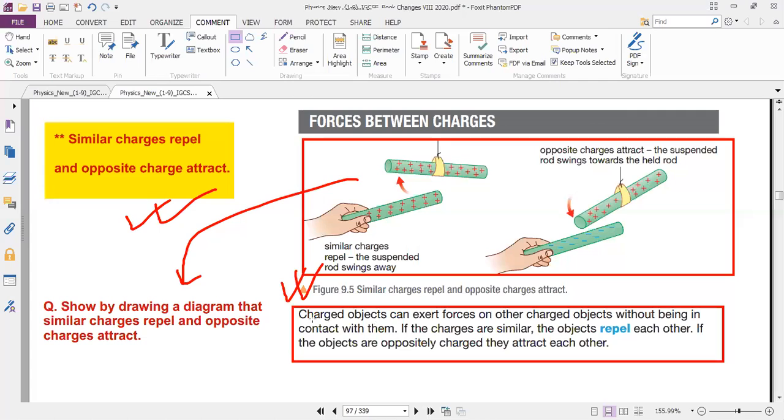So this is the paragraph. It expresses that charged objects can exert forces on other charged objects without being in contact with them. How important this line is. Very important. Look at this. They do not have contact. Still, they have force on each other. If the charges are similar, they repel. If it is opposite, they attract. Very important line. Very important paragraph.